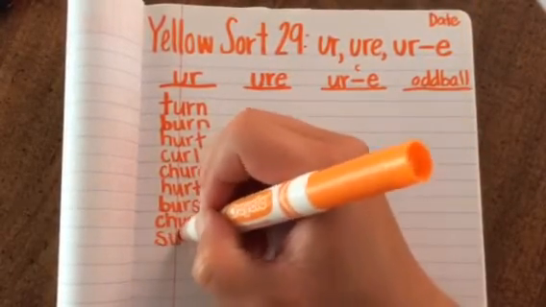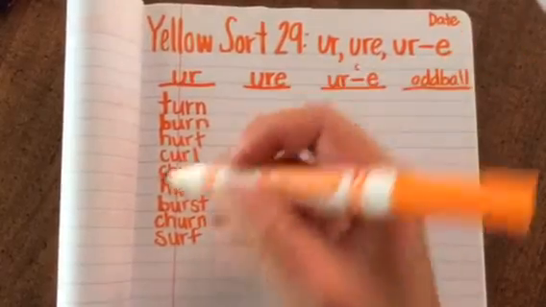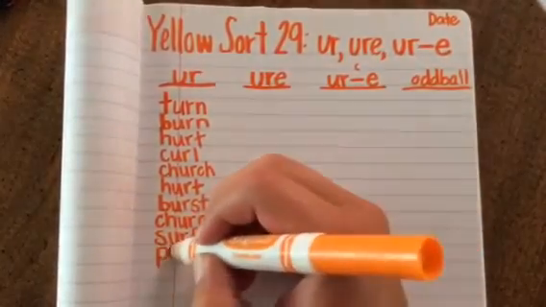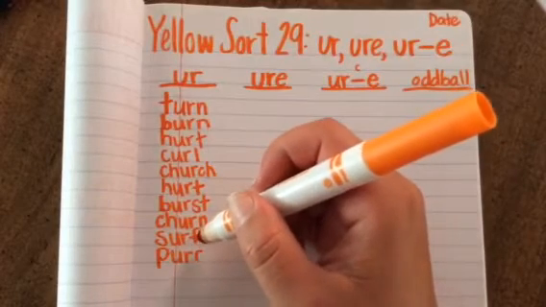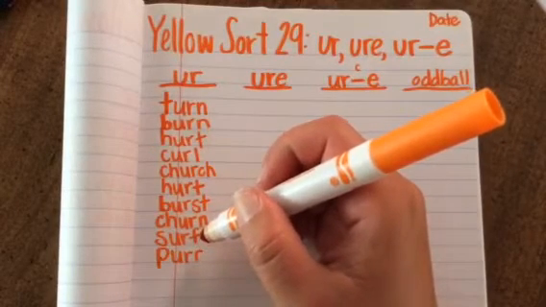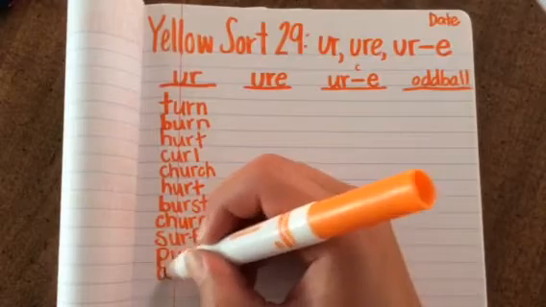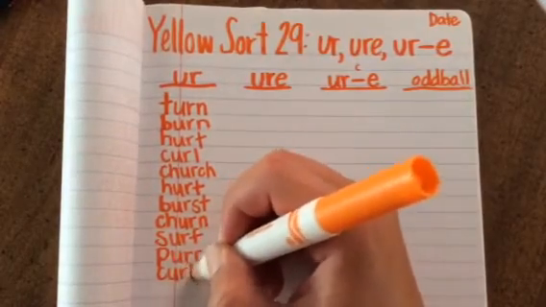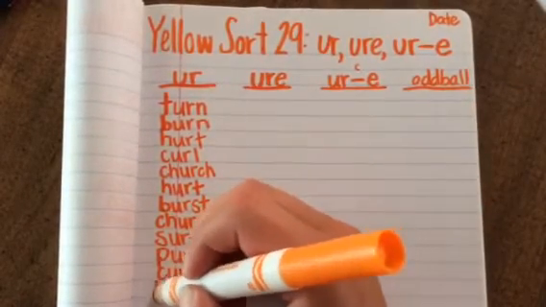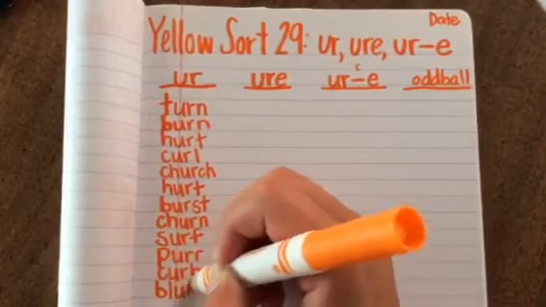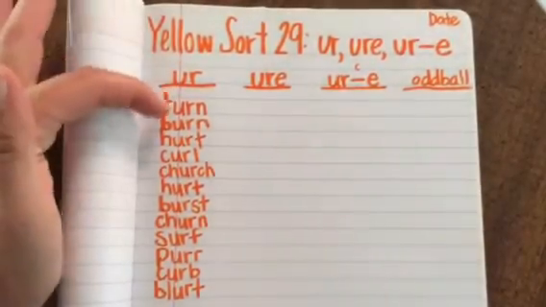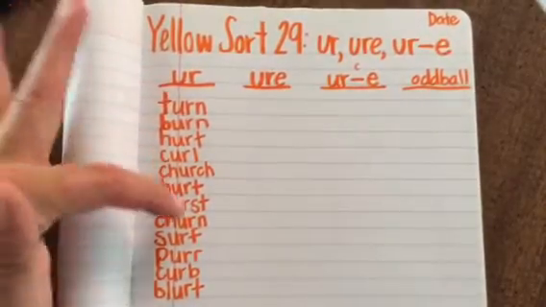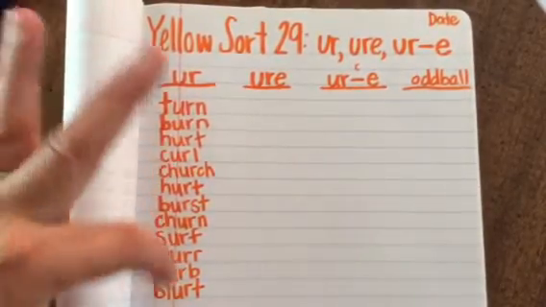Surf, purr. This has a double R at the end, so that's why it's in this category, because the U and R are still in the middle. Curb and blurt. All right, so again, when you hear that sound in the middle of the word, it might be UR.